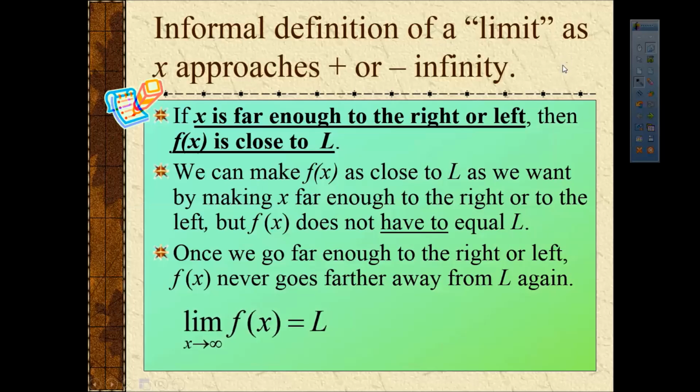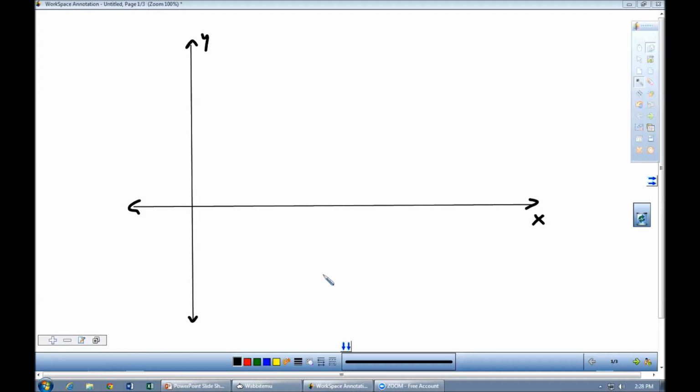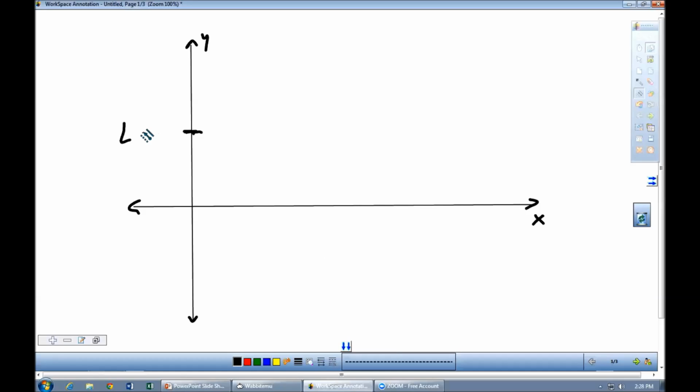If all these things are true, we say the limit as x goes to infinity of f of x equals L, or the limit as x goes to negative infinity of f of x equals L. So the way I like to think of this informal definition and the way we can think of limits as x goes to infinity is like this. Suppose that number L is maybe right here. This is the y value that we think the function is getting close to. I'm going to draw a dotted line at L.